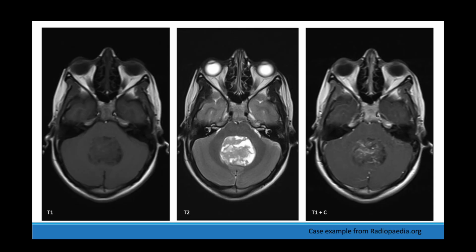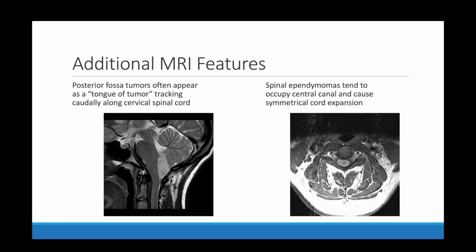Here are some image examples of MRI for ependymoma. So again, as we said, hypo-intense on T1, so dark on T1, hyper-intense on T2, bright on T2. And then when we give the gadolinium on the T1 post-contrast, in this particular example, you can see almost this patchy linear enhancement post-gadolinium. A couple of additional MRI features I wanted to note.